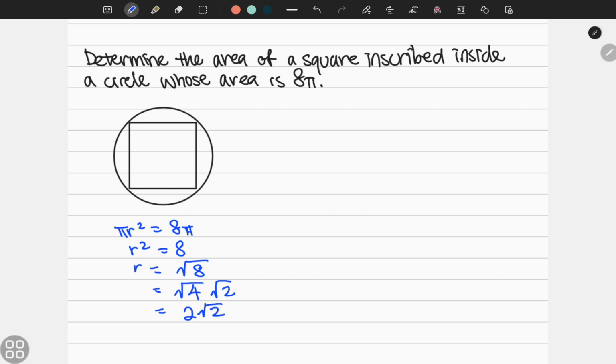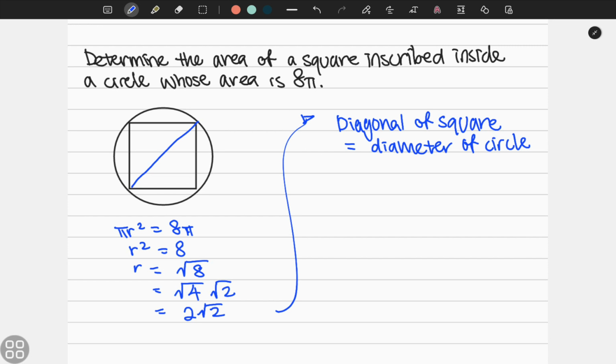And then we also know that the diagonal of the square is actually the diameter of the circle, right? The diameter of the circle is the same as the diagonal of the square. And the diameter of the circle is basically just 2 times the radius. So 2 multiplied by 2 square root 2, and simplify that, we get 4 square root 2.